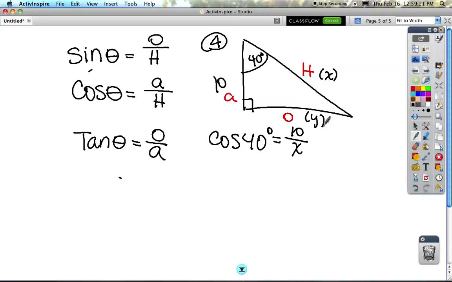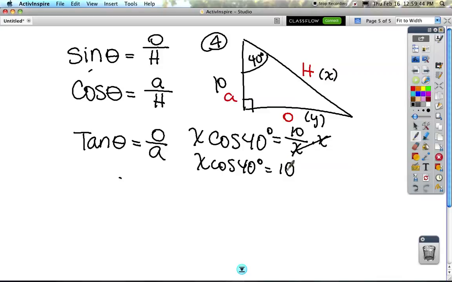I better not see any of y'all doing 10 cosine 40 just because that's the way we've been doing it. You can't make up the rules as you go along. What am I going to multiply by? X. Okay. So multiply by X. That gives me X cosine 40 equals 10.